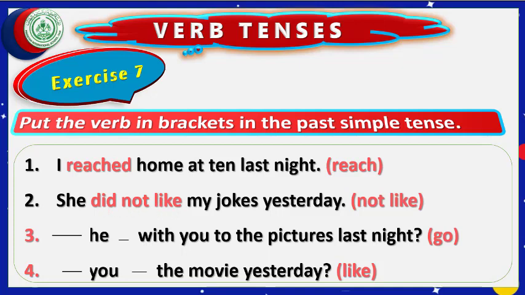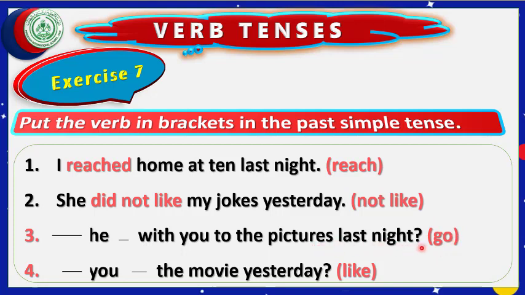Come to the third one. Dash he dash with you to the pictures last night. Last night shows this sentence will also be completed in past. To complete a sentence in past tense, we need second form of the verb. Second form of the verb go will be went. Okay.